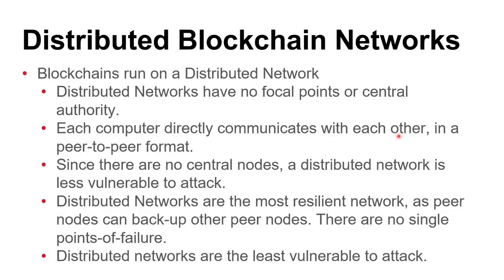Fully distributed networks have no central focal points or central authorities. Each node or computer on a distributed network communicates directly with the others in a peer-to-peer format. Since there are no central nodes, a distributed network is the least vulnerable to attack. If any node goes offline in a distributed network, another one can be brought on to take its place. So distributed networks are considered to be the most resilient, and there are no single points of failure. And again, they are less vulnerable to attack.